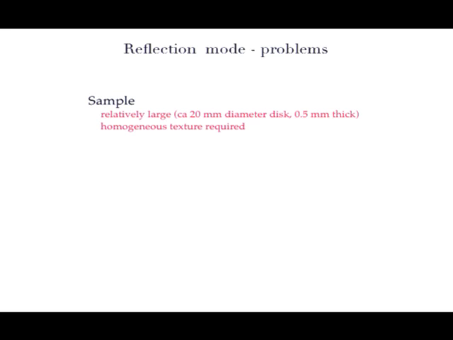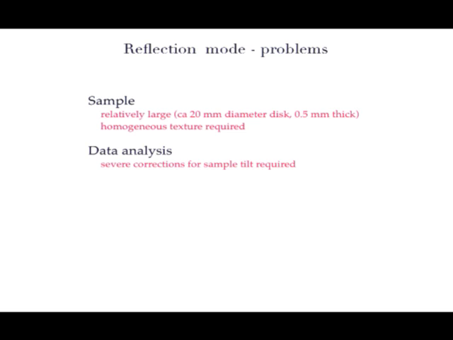So I already pointed out that there are problems with the reflection mode. We have to use a relatively large sample, which has to be homogeneous. Now, if you get that from a rolled steel or from a geological sample, that's no problem. But if we have to prepare it ourselves from a powder sample, that is not so easy. It has to be homogeneous because the footprint is not constant in the diffraction experiment.